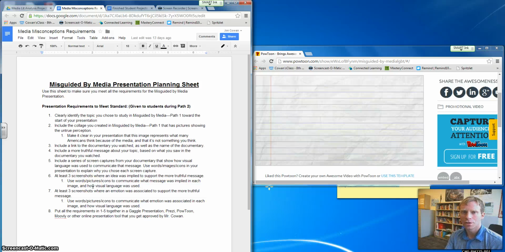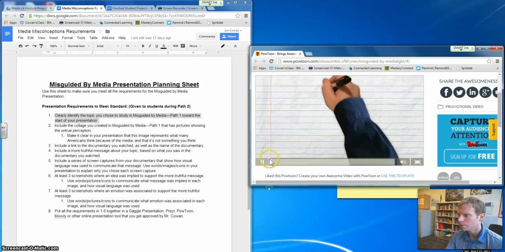Okay, so before you start making your presentation, let's look at the requirements and let's look at an example of a finished presentation made by a student and talk about how that person met the requirements for the presentation. So the first requirement is you need to clearly identify the topic you chose to study in Misguided by Media Path 1 towards the start of your presentation to make it clear to your audience what topic you're covering. Let's see what they did.